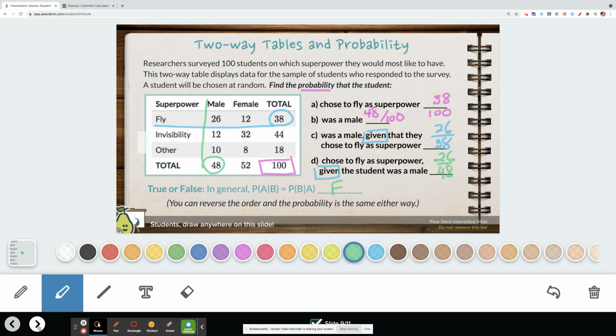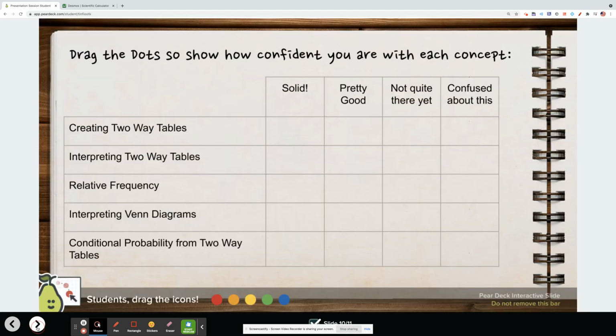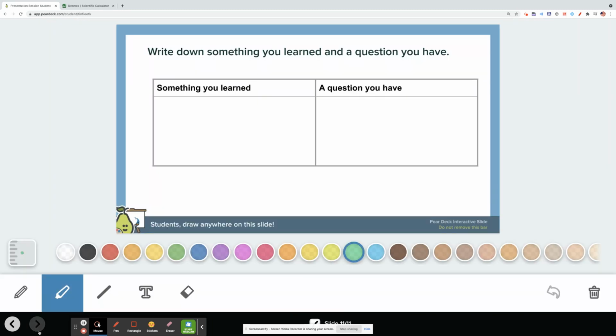And the last 2 slides are just summary slides, and I'm asking you to identify your understanding of each of these concepts that we briefly reviewed. You're going to drag over your marker to either solid or confused about this or somewhere in between for all of these concepts. And over here, you're just going to write something you learned and a question you have.